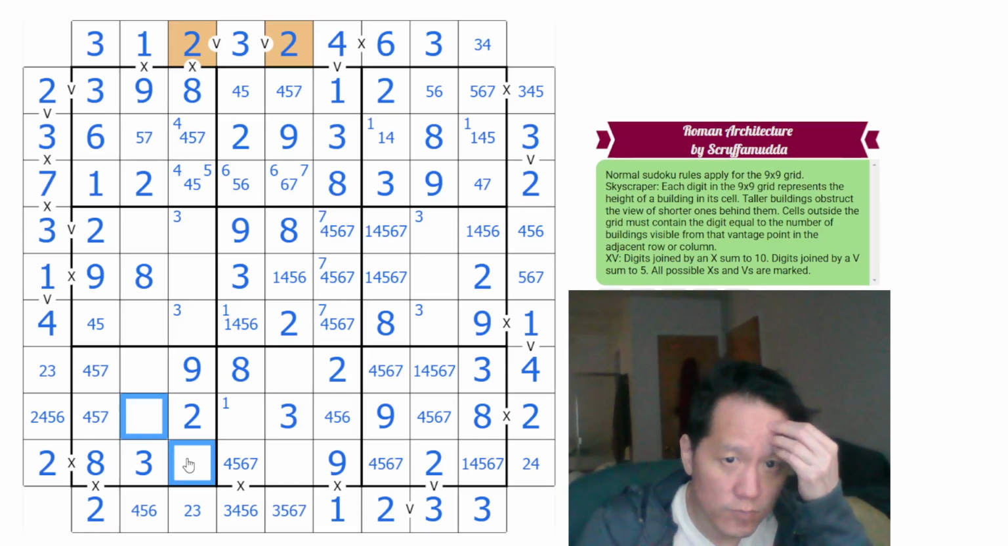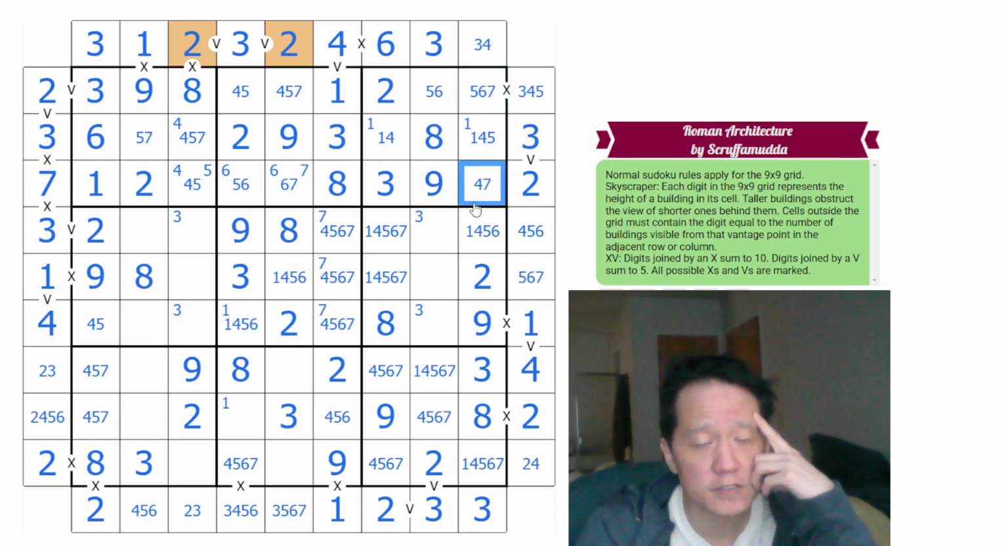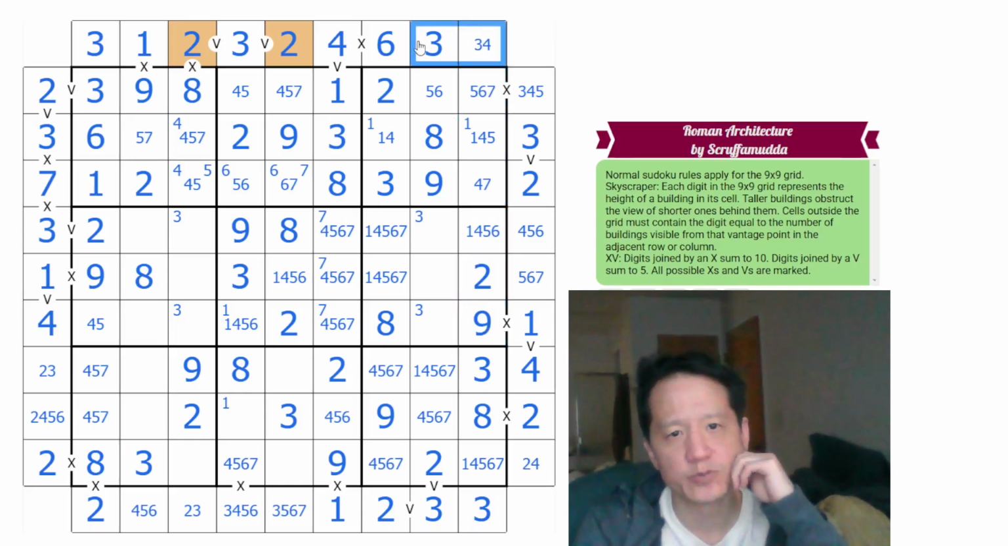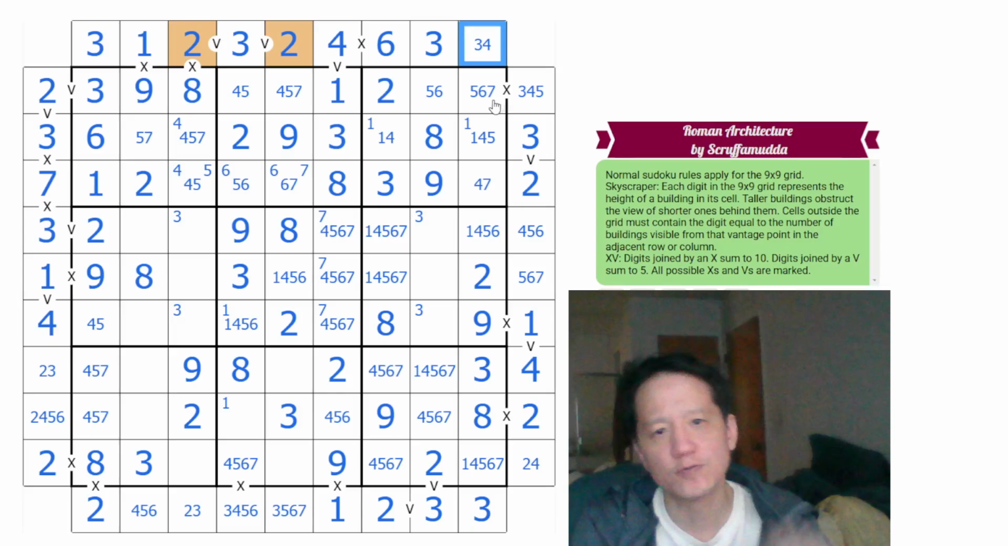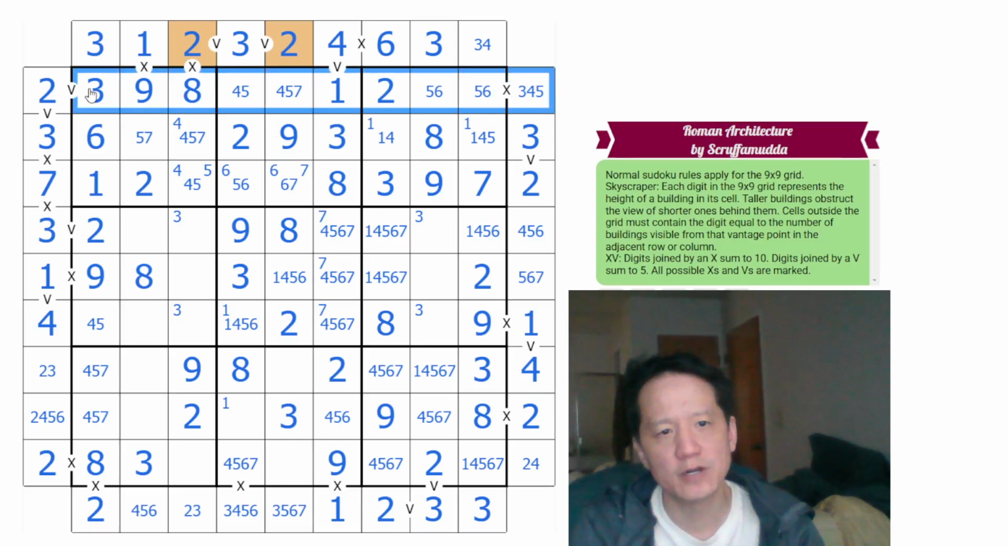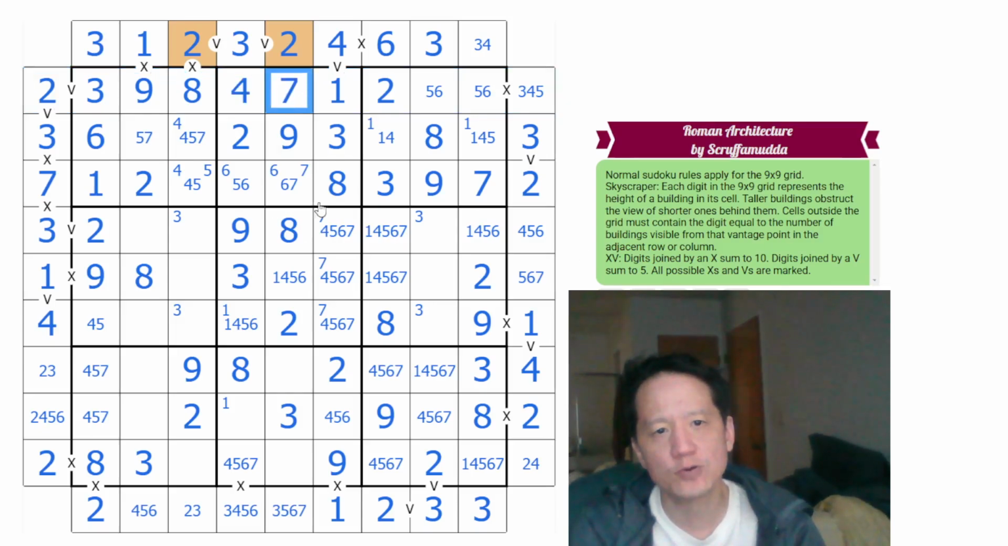One of these is a 7. If this is 7, that would only see 2 cells, so that's not possible because that would add up to 5. Therefore, this can't be 7. Therefore, this has to be a 7. They have a 5, 6, 5, 6 pair in row 1, which eliminates 5 and 6 from the rest of the row. This must be 4. This must be 7, which makes that 6, which makes that 5, which makes that 4.